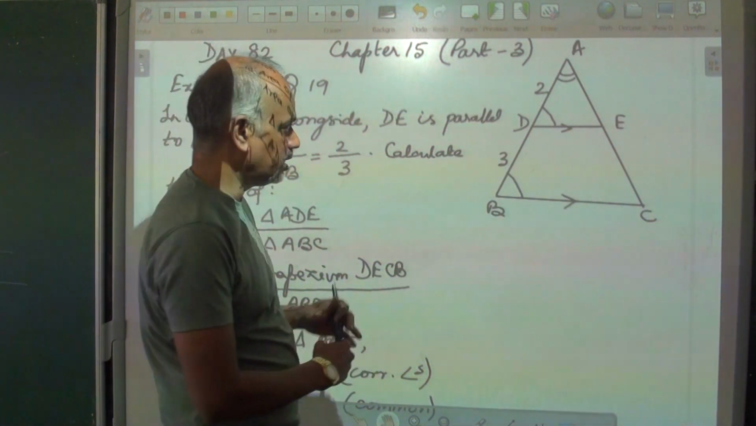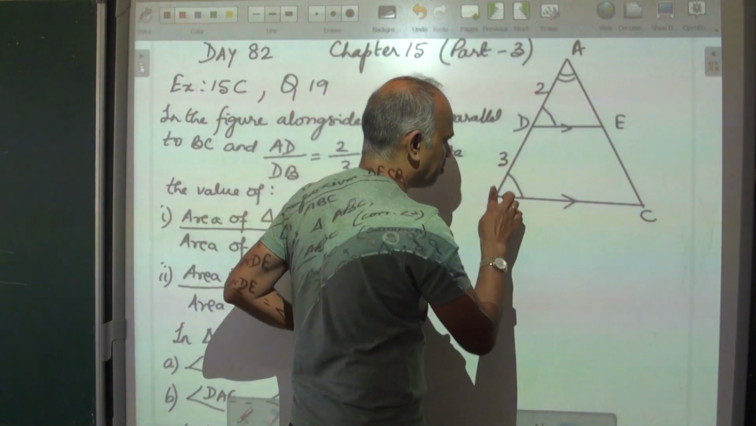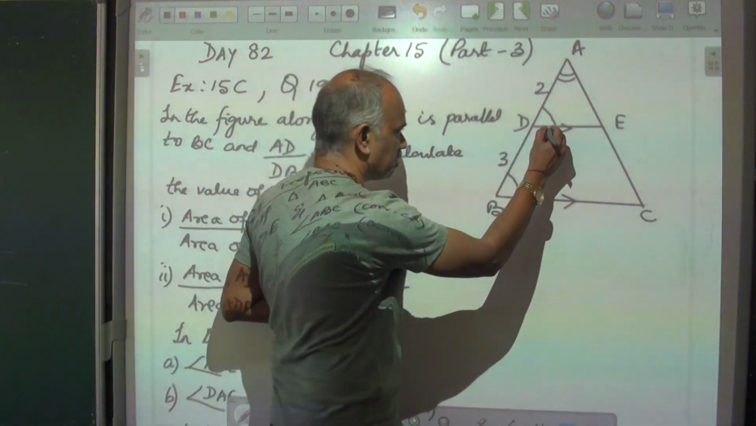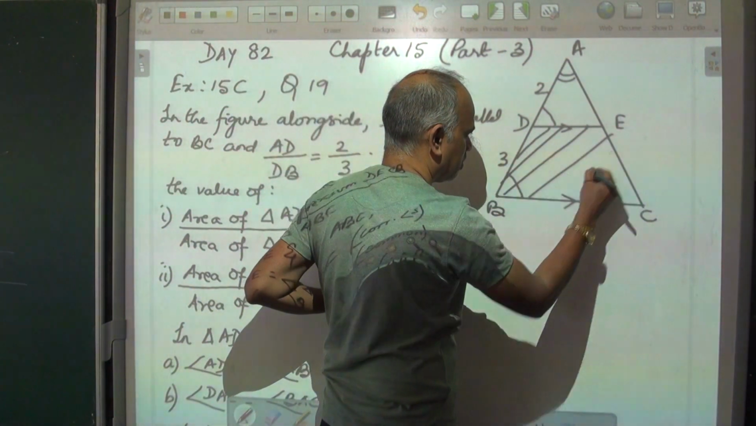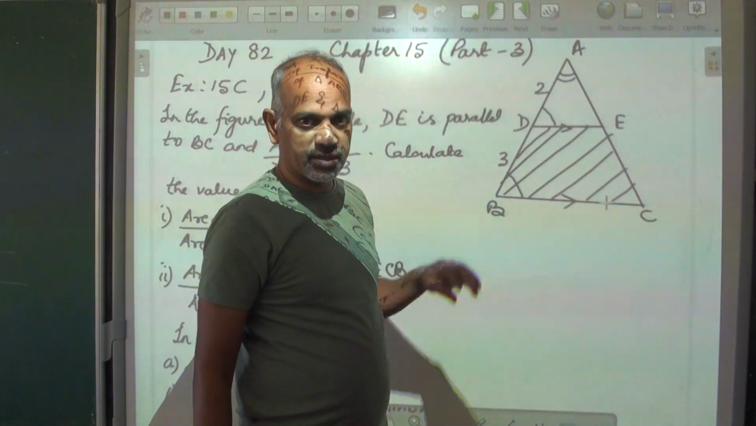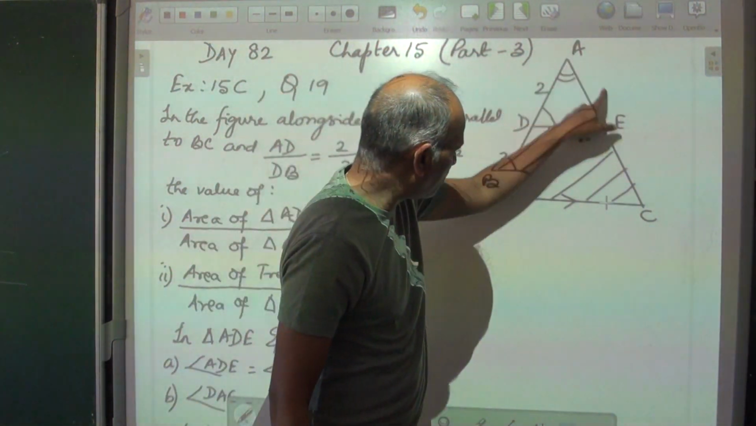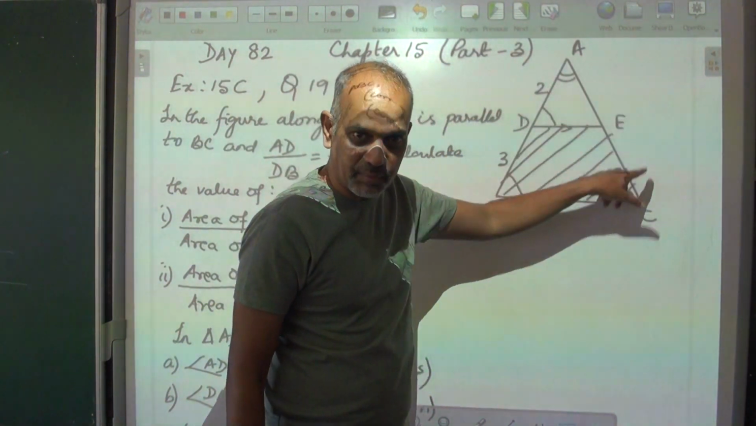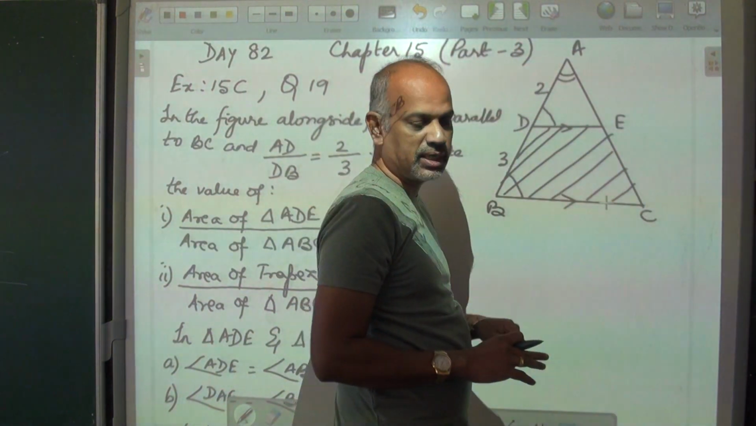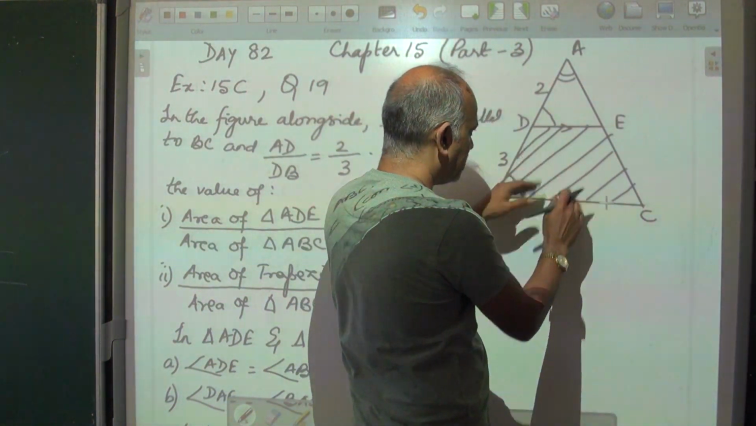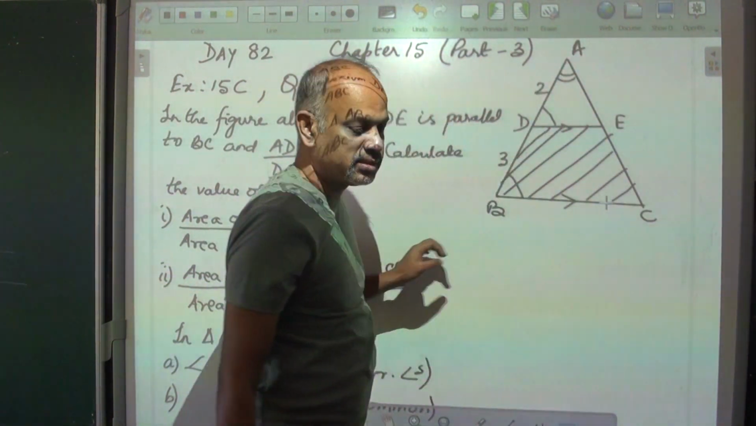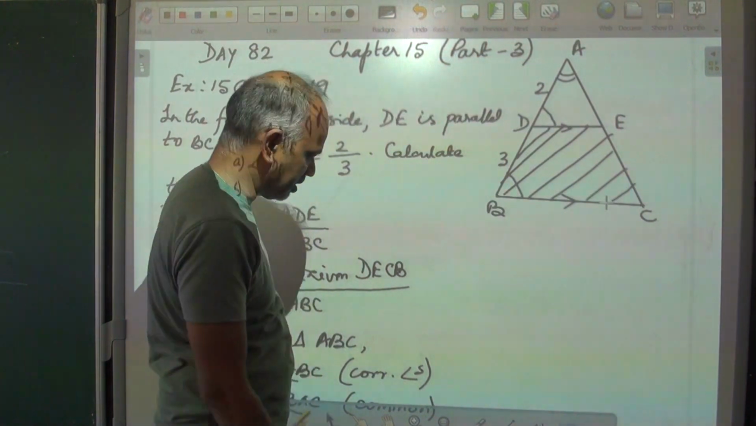Area of the trapezium is, look at this trapezium. This much is the trapezium. If I shade this, what is this much? To find the area of the shaded portion, you will take area of the complete figure, that's area of triangle ABC. From that, remove this unshaded portion. Area of trapezium DECB is bigger triangle minus smaller triangle. That will give you trapezium DECB.